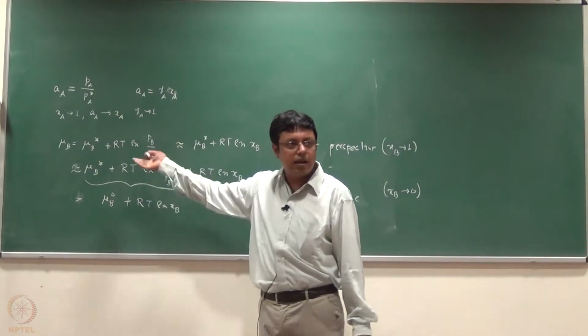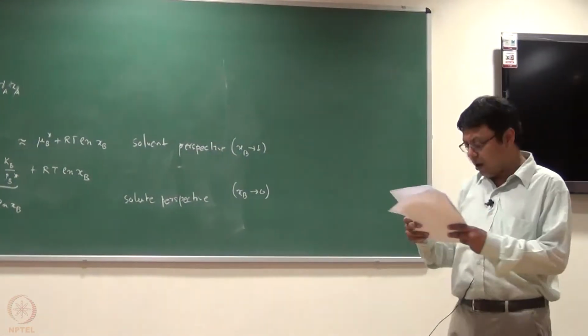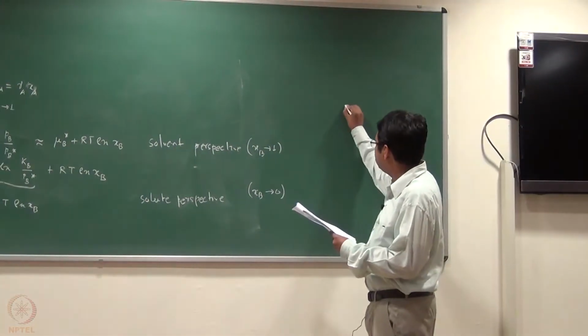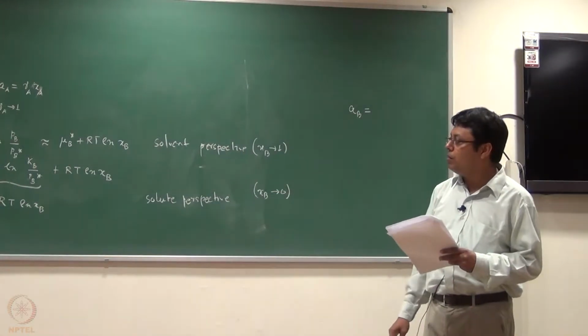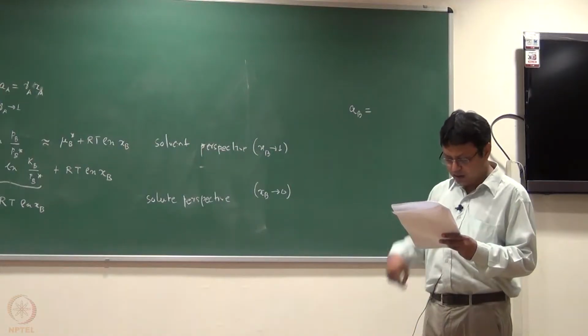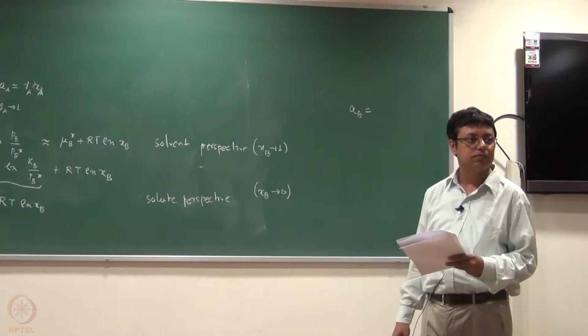Similarly, I can also define the activity for the solute. So how do you define it? Activity for the solute. See, it will not be now PB by PB star. So it will be basically PB by KB.